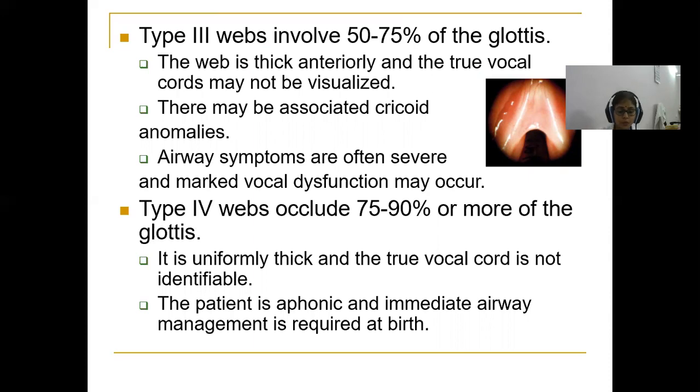Coming to type 4 webs, it usually occludes 75 to 90% of the glottis. It is uniformly thick and the true vocal cord is not at all identifiable. The patient is aphonic and immediate airway management is required at birth.